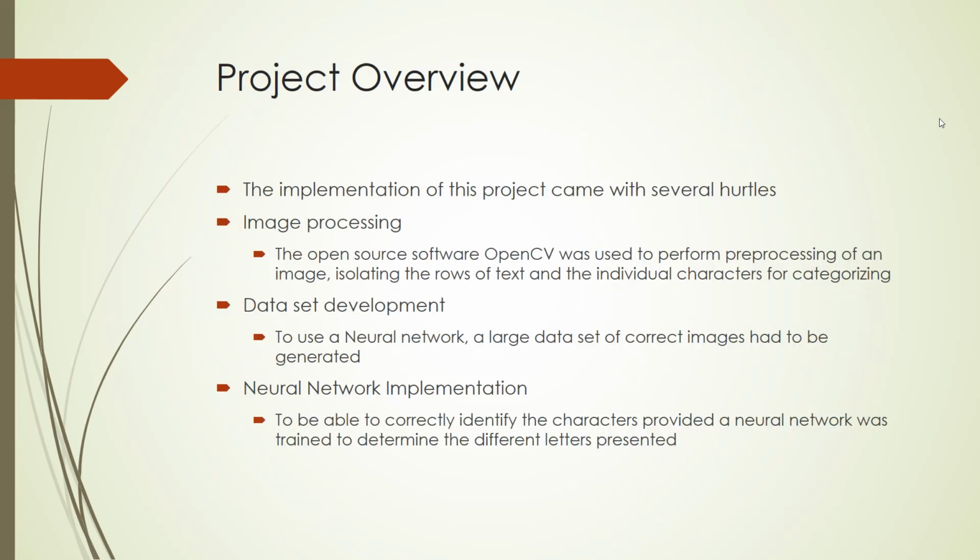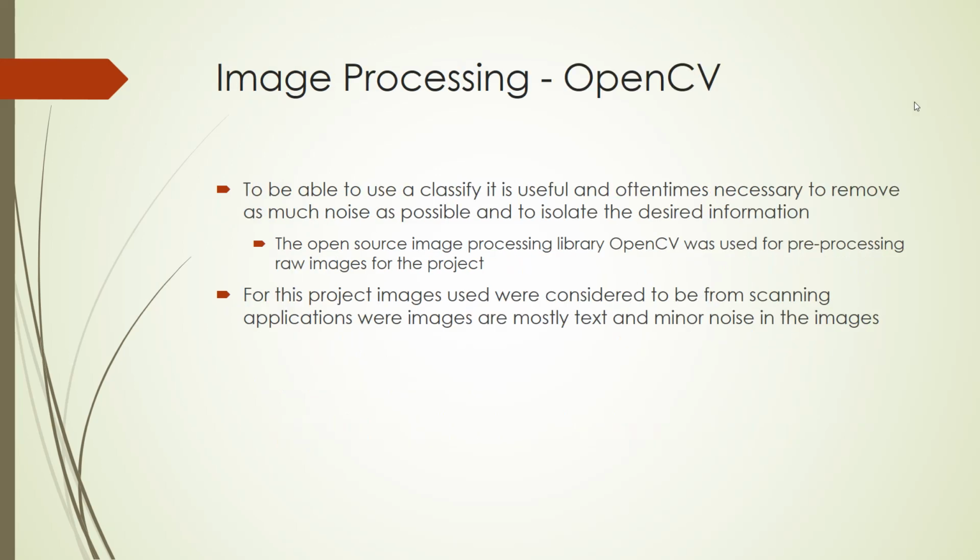Here's a project overview of what I accomplished. It was broken down into 3 different stages. The first was image processing, which performed the pre-processing for the neural network. It took in the images and sorted out the information that I wanted to feed in, taking out as much noise as possible. The second part was developing the data set for this project, the pictures that would actually train the neural network. And finally, the neural network itself, the architecture, and how to categorize the information being sent in.